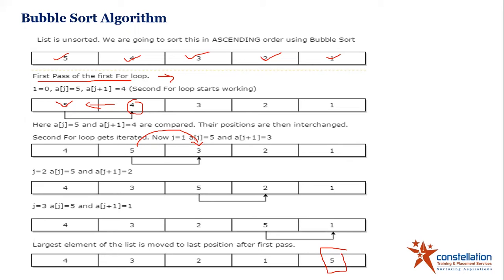Next time we do not have to run the loop till here, we will run the loop till here itself. From here itself we will have to do the sorting, because this is already sorted now. But this is what we do.